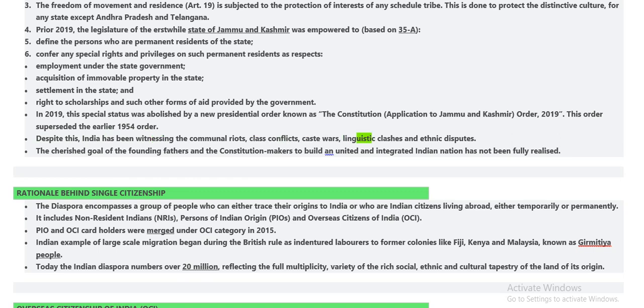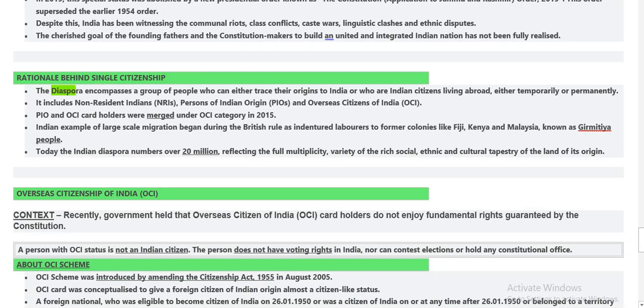Despite this, India has been witnessing communal riots, class conflicts, caste wars, linguistic clashes and ethnic disputes. The cherished goal of the Founding Fathers and the Constitution makers to build a united and integrated Indian nation has not been fully realized.